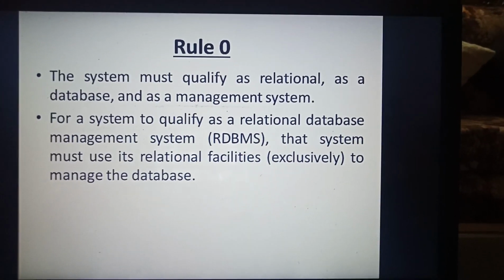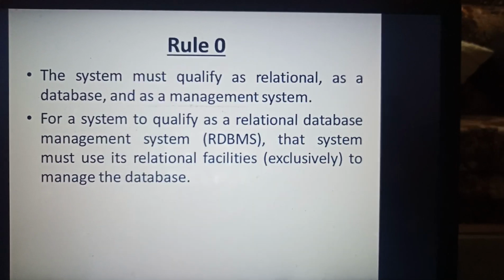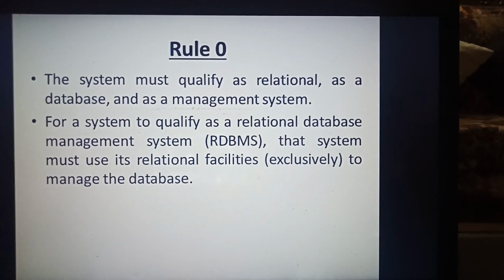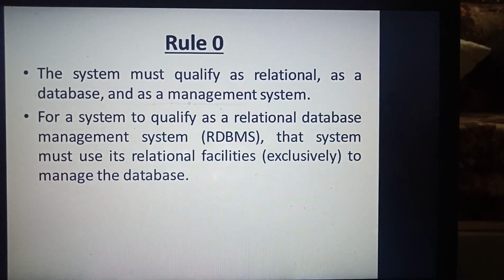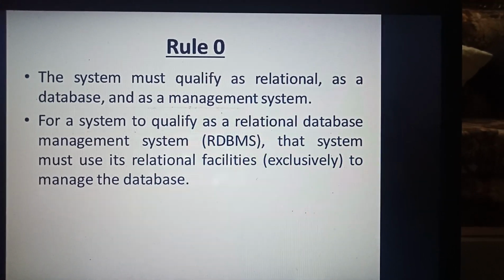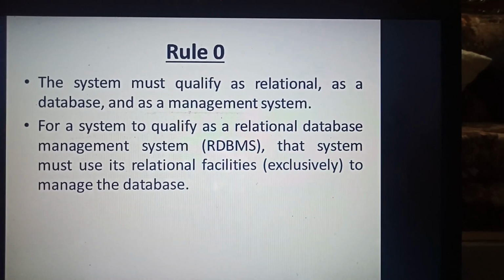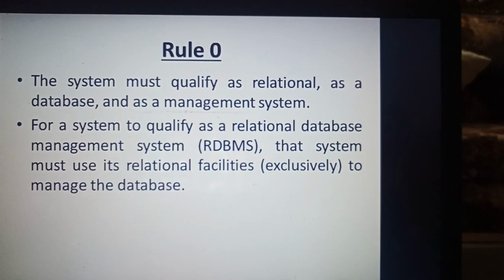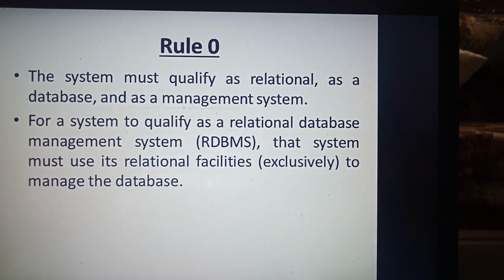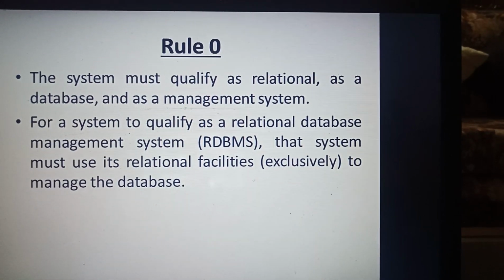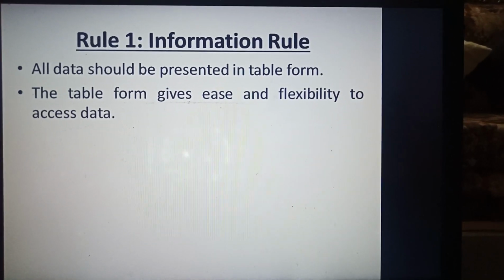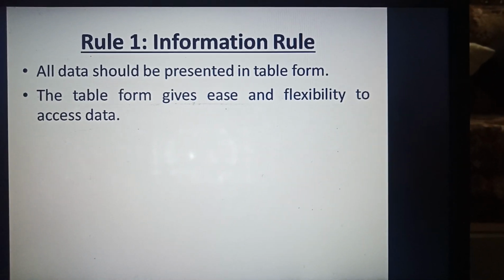Now, before coming on to the 12 Codd rules, there is a rule 0 which states that the system must qualify as relational, as a database, and as a management system. So, the system must qualify all the three terms of relational database management system. And for a system to qualify as a relational database management system, that system must use its relational facilities to manage the database. So let us start with rule 1, which is very simple.